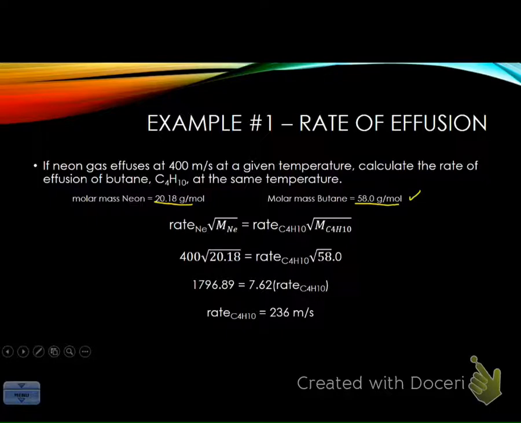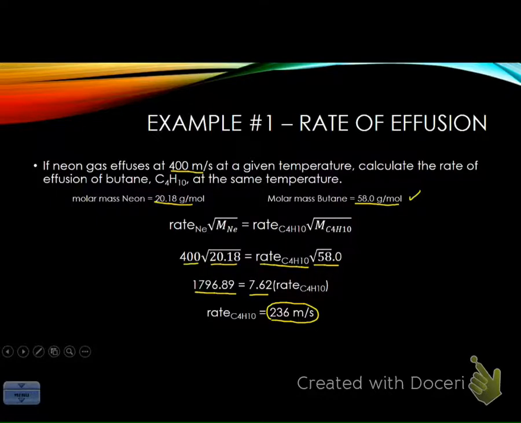400 for the rate of neon times the square root of its molar mass. This is our variable, and then the square root of the molar mass of butane. And then I just simplify. So I simplified each side, got almost 1800. Square root of 58 is 7.62, and then eventually solve, and I got 236 meters per second for the rate of effusion of butane, and that is much smaller than the initial 400 of neon because it's heavier.